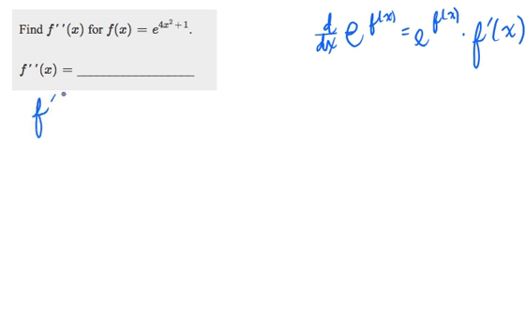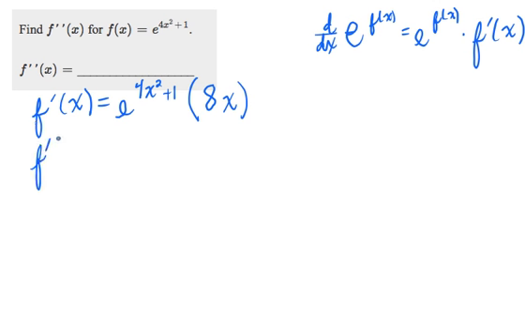So for our first derivative, we have e to a function, so it is itself e to the power of 4x squared plus 1 times the derivative of 4x squared plus 1, which is 8x to the first. And that doesn't really simplify at all. So now we can go ahead and take the second derivative.